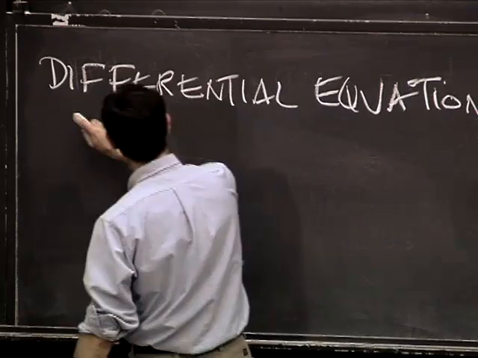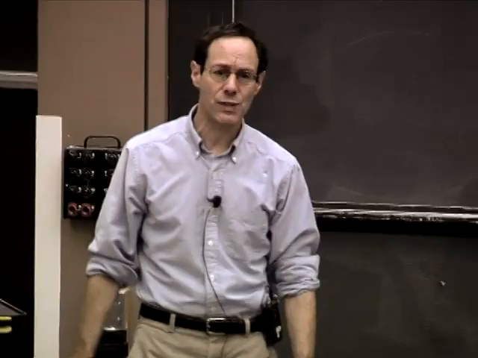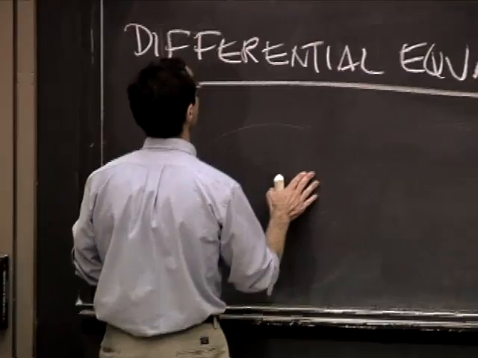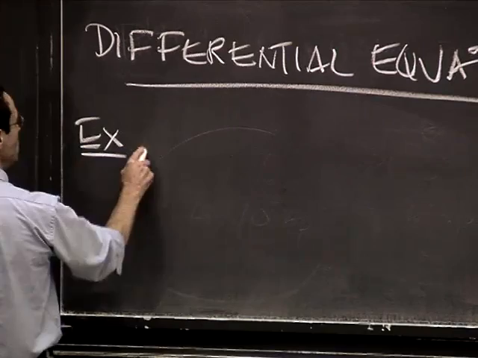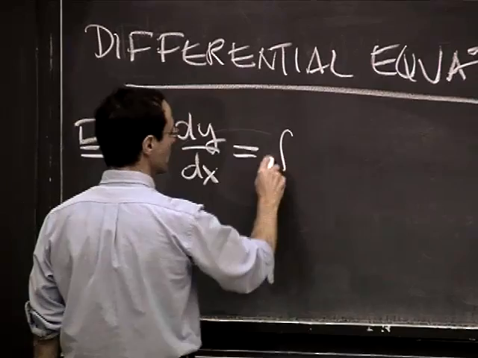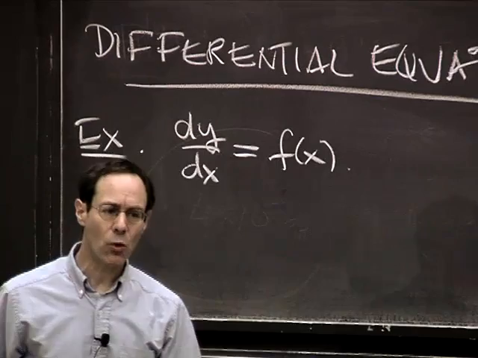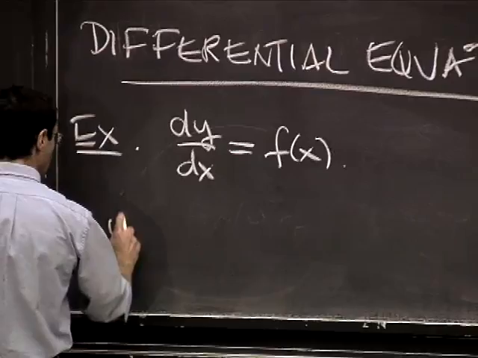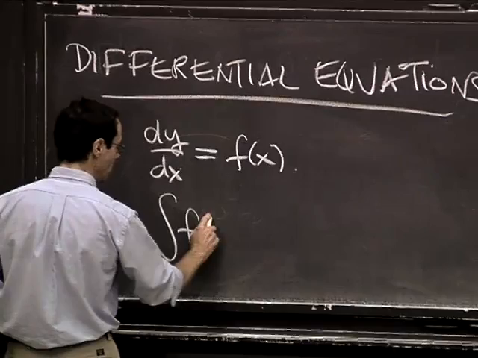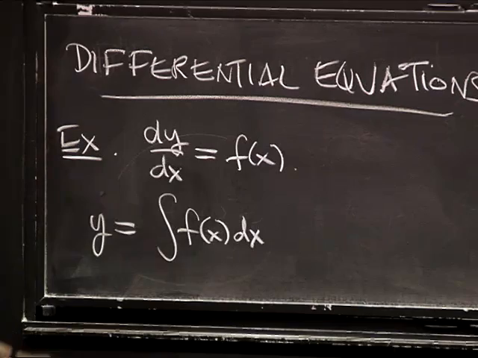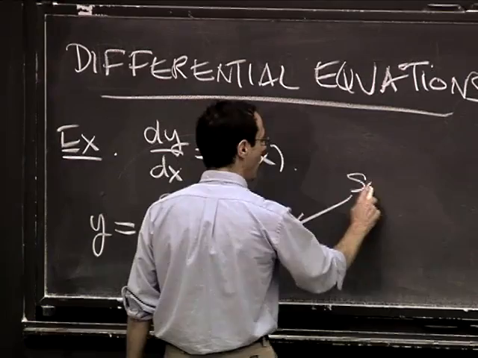Which fits in precisely with what we've been doing already, which is differentials. The first and simplest kind of differential equation is the rate of change of y with respect to x is equal to some function f of x. Now that's a perfectly good differential equation, and we already discussed last time that the solution, that is the function y, is going to be the antiderivative, or the integral, of f of x. Now, for the purposes of today, we're going to consider this problem to be solved. That is, you can always do this. You can always take antiderivatives.